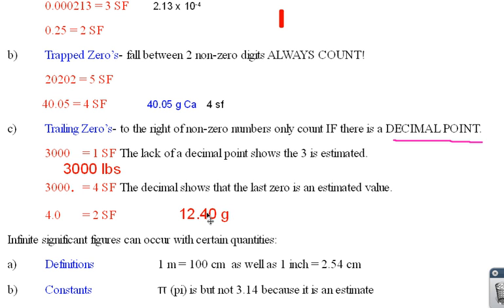Where are we most likely going to see this? Again, maybe on an electronic balance. You put something on the scale and it reads 12.40 grams. Well, the scale is telling you the 1, the 2, and the 4 are well known, and it's estimating the last value as a 0.